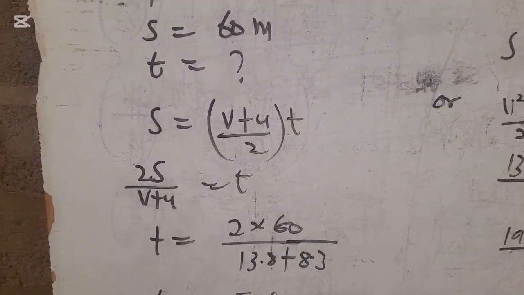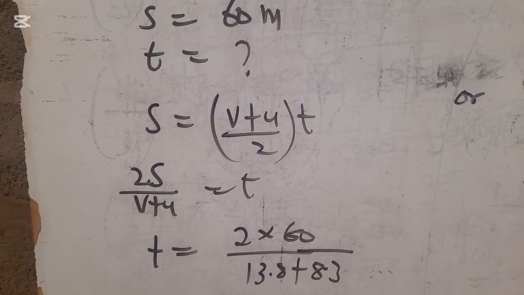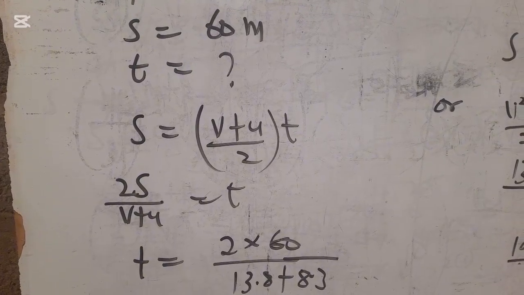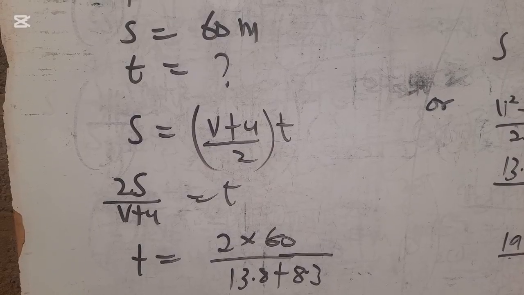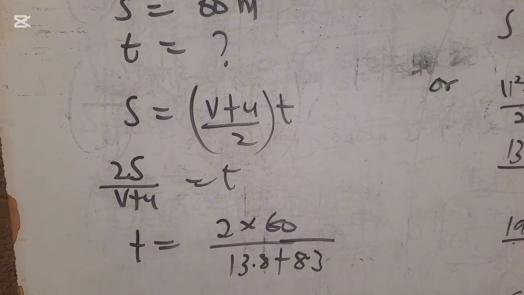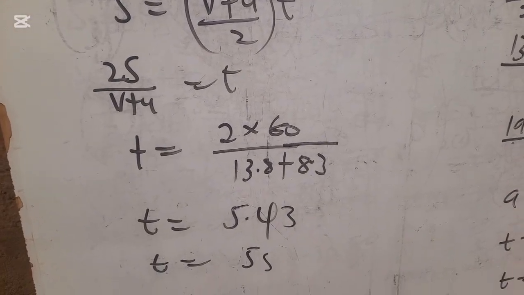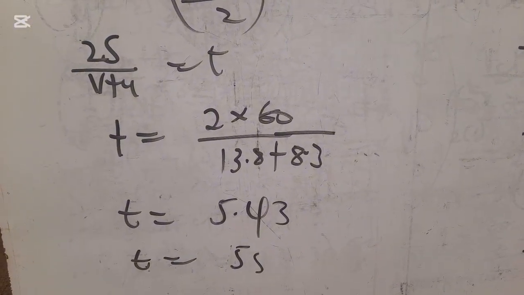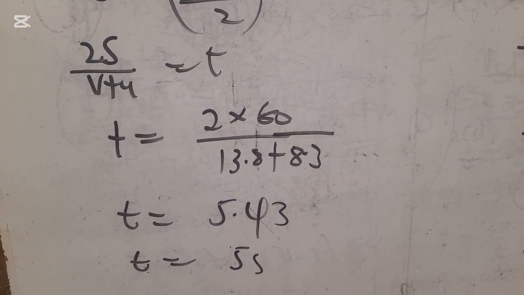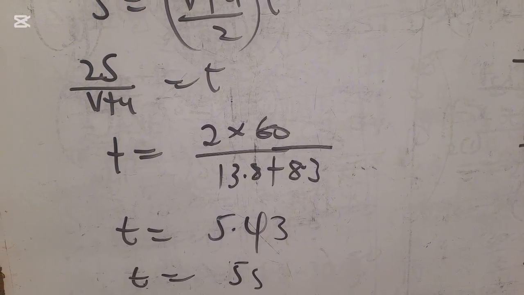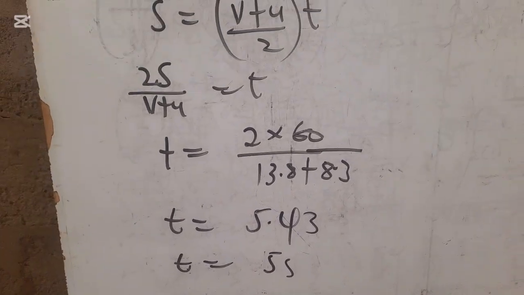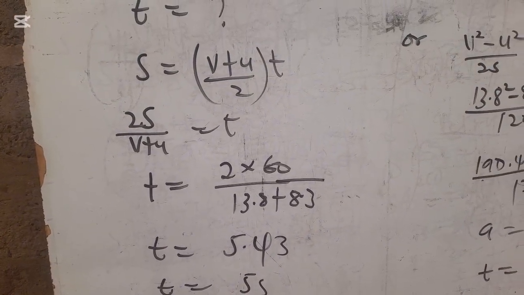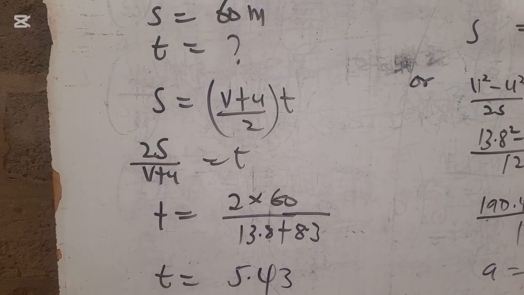So when you have that, you make t the subject. Making t the subject means you multiply through by the LCM, which is 2. So t is equal to 2x over v plus u. Substitute the values into that, and you get your time to be 5.43 seconds, which is approximately 5 seconds. That is the simplest formula to use here.